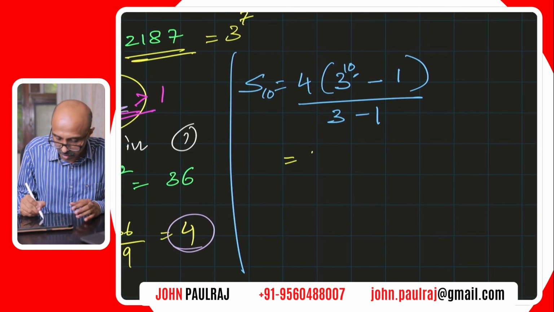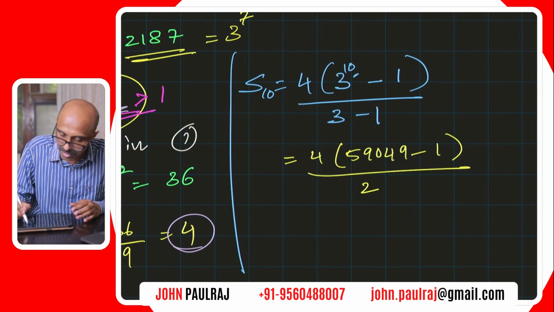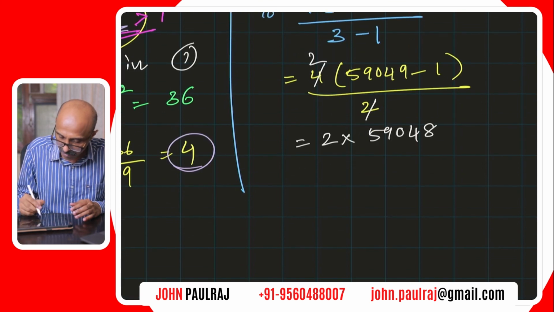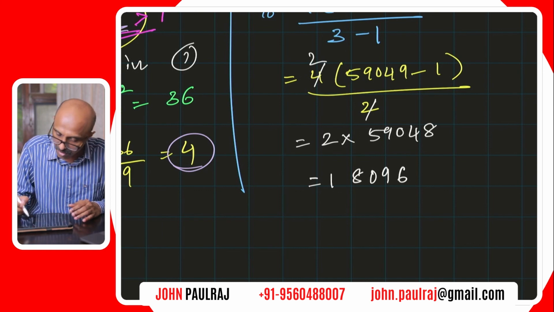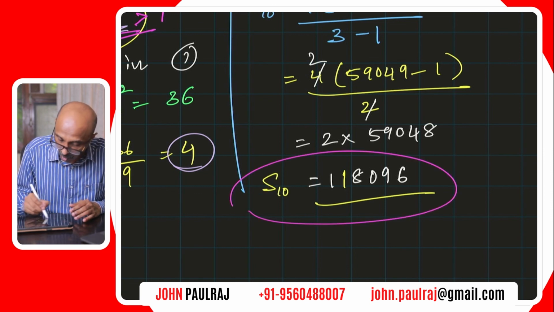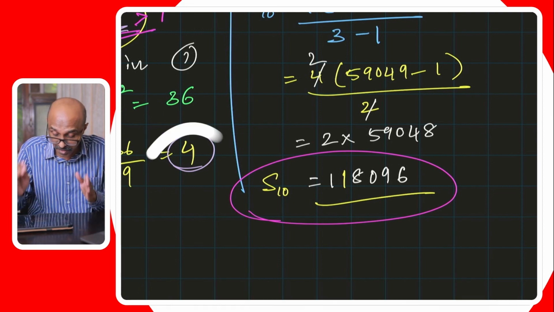And when you simplify it further, you'll get 4 times 3 to the power of 10 is 59049, I had already worked it out, minus 1, over 3 minus 1 is a 2. And this also can be simplified as 2 times 59048. And when you multiply those two numbers, 2 times 8 is 16, 2 times 4 is 8, and a 9, 2 times 9 is 18, 2 times 5 is 10, and that should be 11 actually. 118096 is going to be the sum of the first 10 terms of this geometric sequence, also known as the sum of the series up to the first 10 terms.